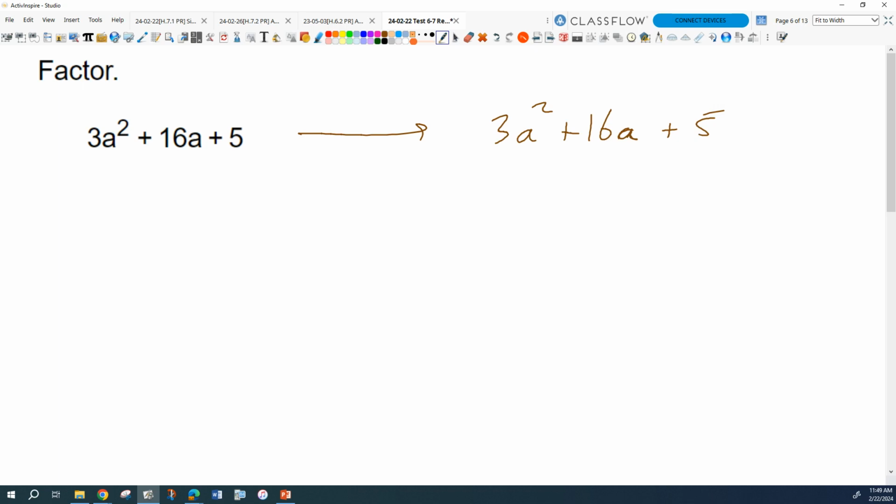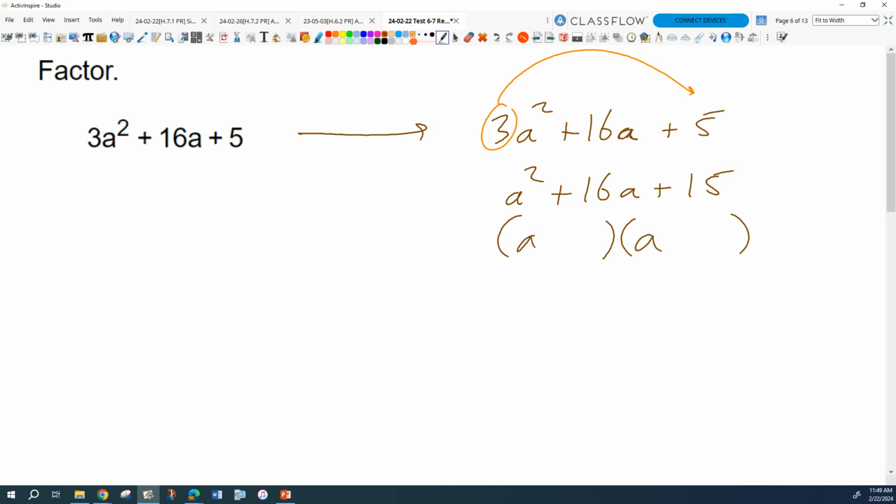Okay, slip the 3 over and multiply by 5. 15. A squared plus 16A plus 15. Okay, that's an easy one to factor. Remember that trick we just talked about? If the numbers have to add to something that's only 1 away from what they multiply to, then there's a 1 in there somewhere. So what are the numbers? Plus 1, plus 15.